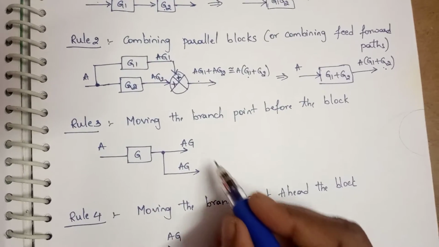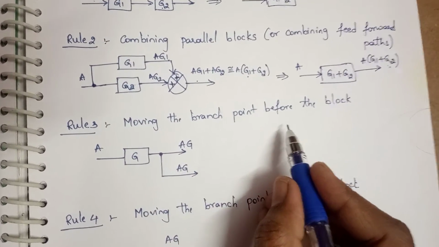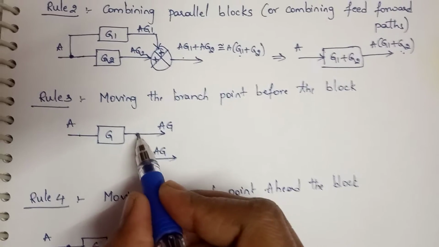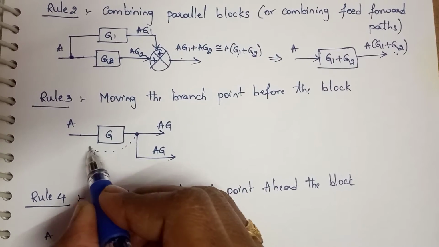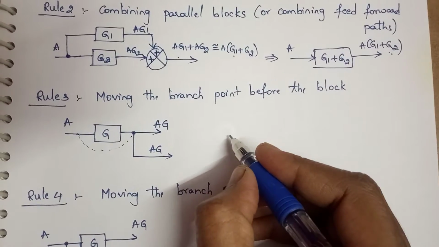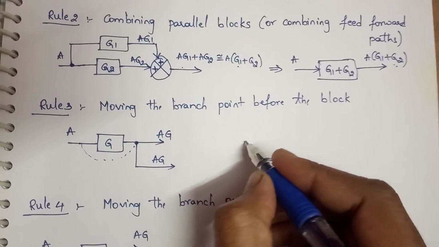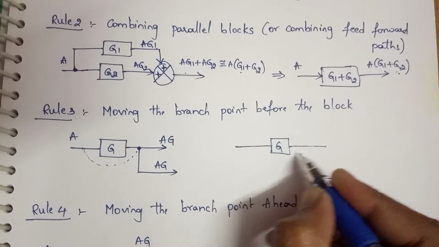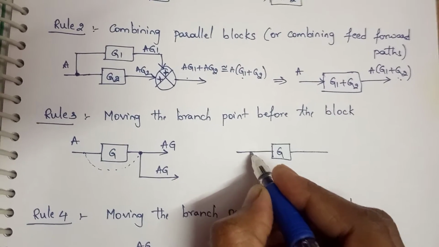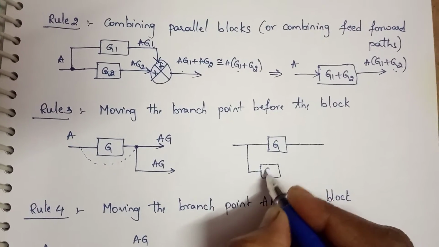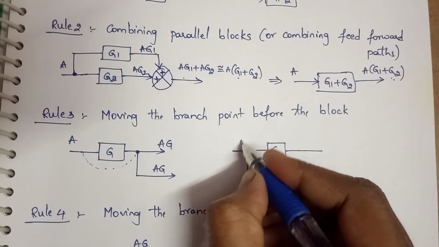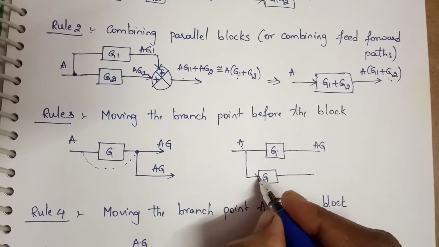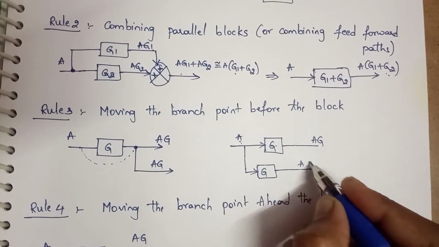Moving to rule 3, moving the branch point before the block. This is the branch point. If we move this branch point before the block, here is how it gets changed. This branch point is moved over here, so the block G is here. This is A. So A into G is the output here, and here also A into G.